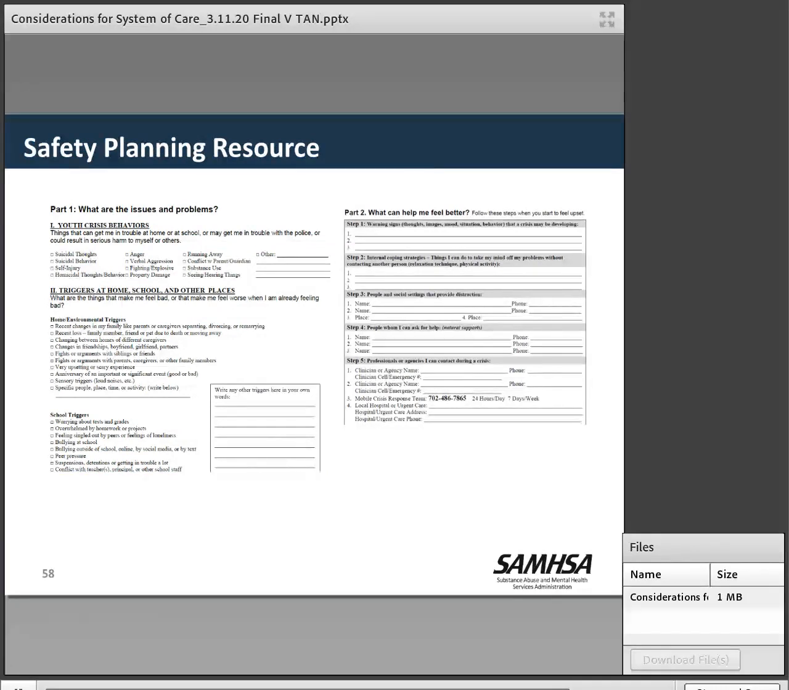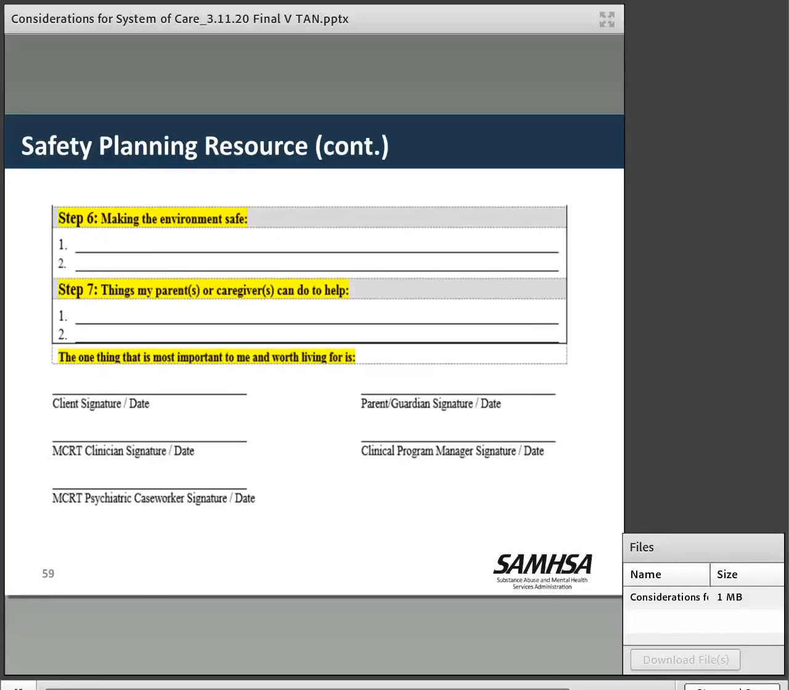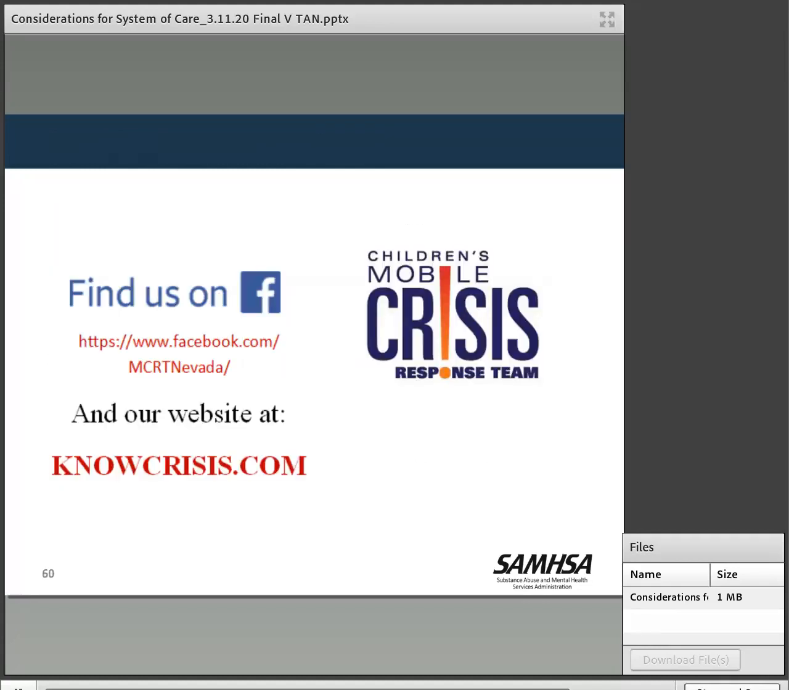We gave you a copy of what our safety plan looks like so you can see what we are doing when we're working with that family and that youth to identify some triggers. Some unique questions that we have is how can we make that environment safe for the youth? We ask the youth, what can your parent or caregiver do to help you? And what is one thing that is important to me and worth living for? And we have found that to be a very powerful question with our youth, and to be able to document that on here is very important for us.